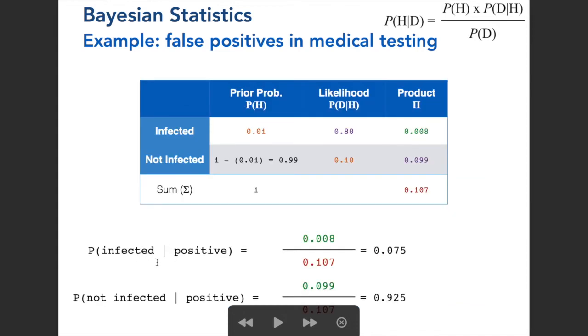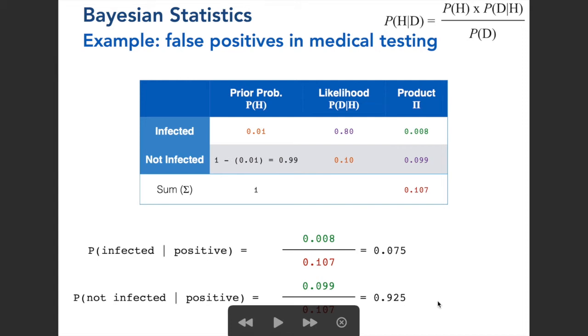So the probability that we're infected is just the product of our values here, 0.008, divided by the sum of that value across all hypotheses, so 0.107, which is 0.075. And then the probability that we're not infected, given the fact that we tested positive, is this value. Sorry, whenever I move my mouse, the navigation bar shows up, so I'll have to deal with that. Anyway, 0.099 divided by 0.107, which gives us a posterior probability of 0.925.